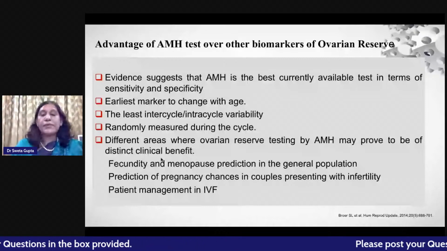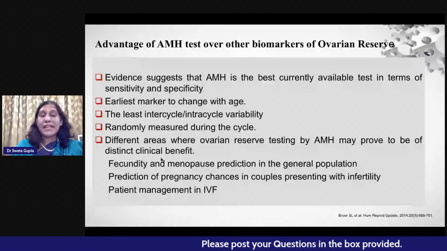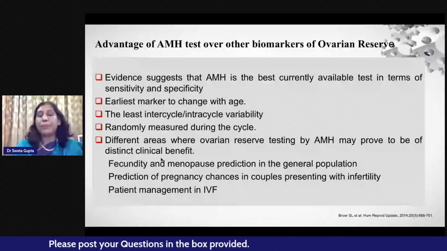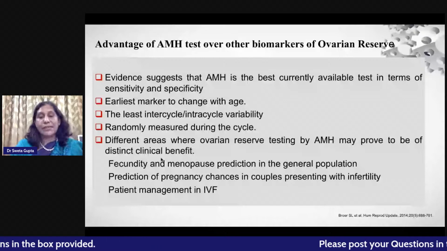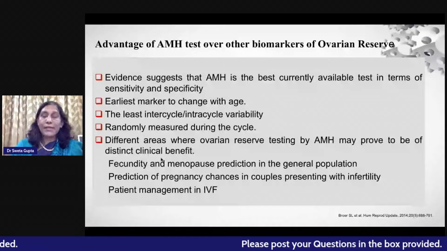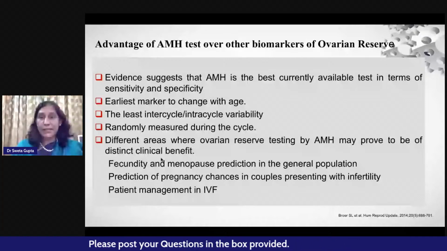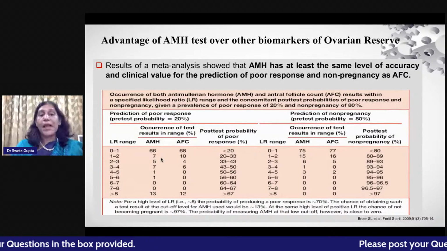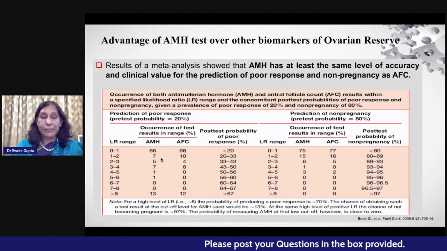There are different areas where ovarian reserve testing by AMH may prove to be of distinct clinical benefit, like fecundity prediction, menopause prediction, prediction of pregnancy chances in couples presenting with infertility, and patient management in IVF. In this meta-analysis, you can see that AMH has at least the same level of accuracy and clinical value for the prediction of poor response as AFC.